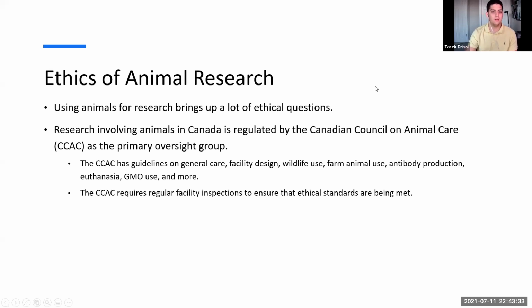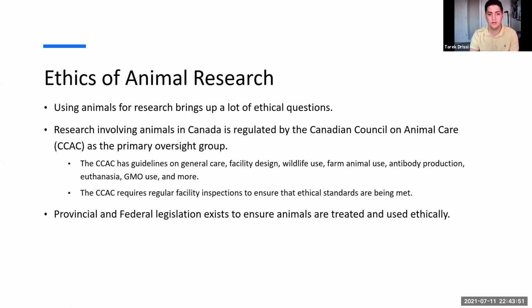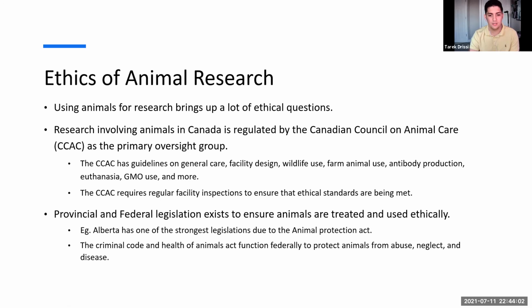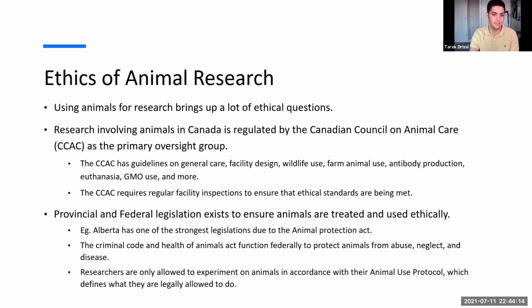So the CCAC requires regular facility inspections to ensure that ethical standards are being met at each facility. So if you get approved by the CCAC and then you go on and start doing something that you're not approved for, they'll find out because there are regular facility inspections occurring. And then there's also provincial and federal legislation to ensure animals are treated and used ethically. Alberta has one of the strongest legislations due to the Animal Protection Act. And then federal legislation involves the Criminal Code and the Health of Animals Act to protect animals from abuse, neglect, and disease.